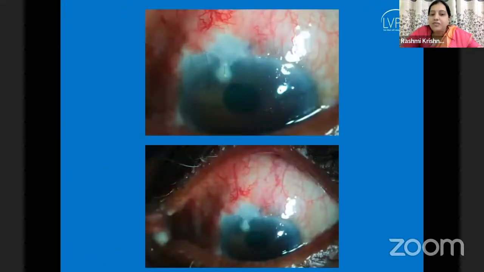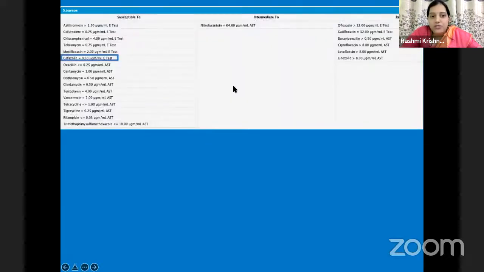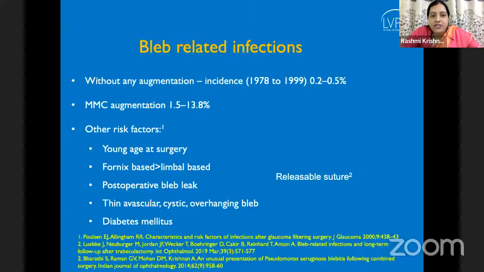This is another patient where, in the area of the releasable suture, there was a corneal suture infiltrate. So basically, it was sensitive to cefazolin and we treated with cefazolin.